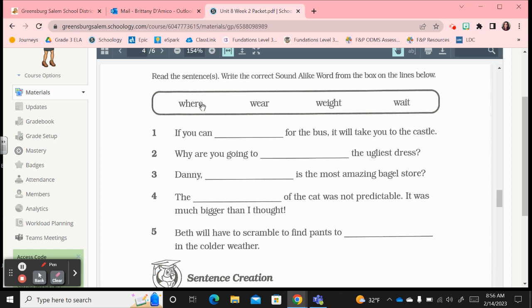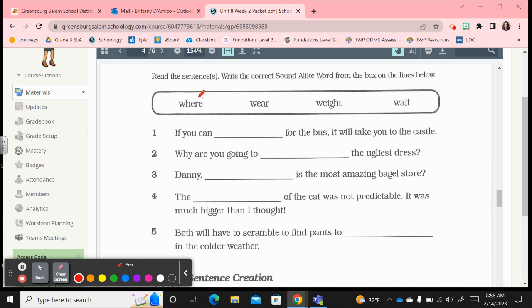We have the sound-alike words where and wear. This is talking about clothing that you wear. Okay, and weight and wait. This is being patient while you wait for something to happen. All right, so we're going to do this. Let's get this pen out.